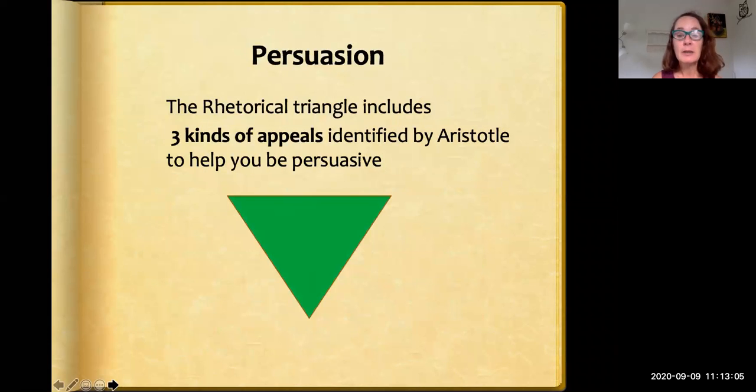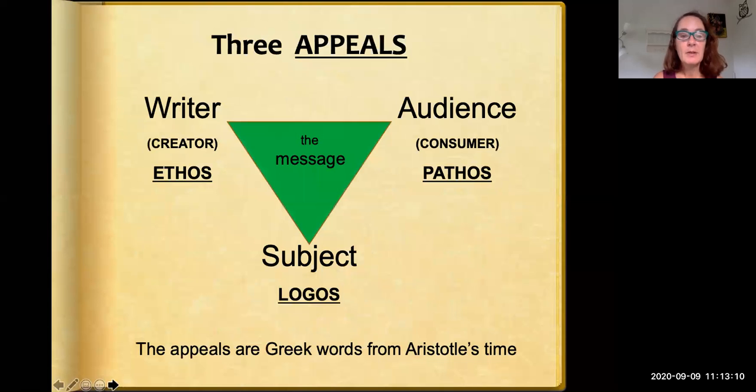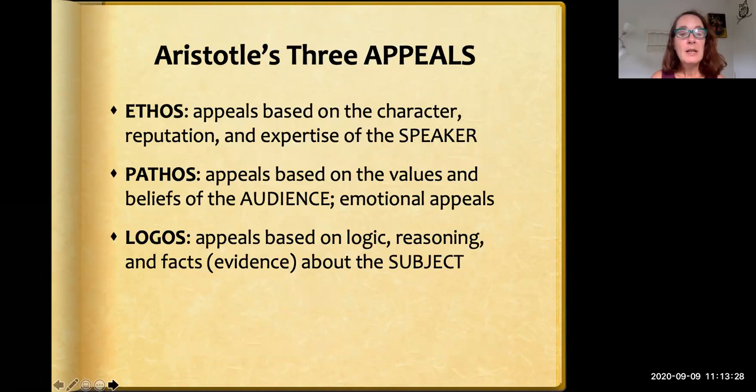The rhetorical triangle includes three kinds of appeals identified by Aristotle to help you be persuasive. The three appeals are attached to the three parts of communication. The writer or creator has ethos, the audience or consumer has pathos, and the subject has logos. The appeals are Greek words from Aristotle's time. Ethos are appeals based on the character, reputation, and expertise of the speaker or creator. Pathos is appeals based on the values and beliefs of the audience, or emotional appeals. And logos is appeals based on logic, reasoning, and facts or evidence about the subject.